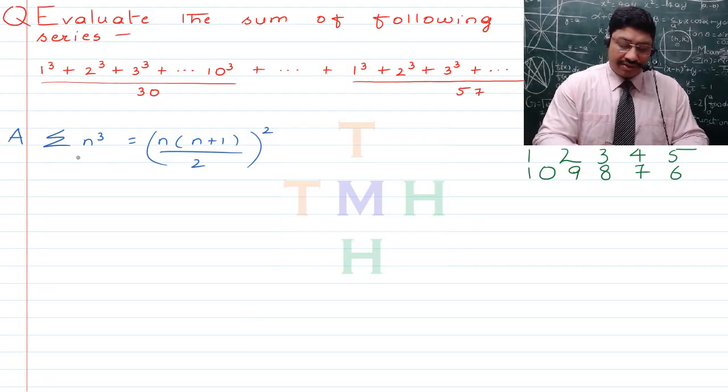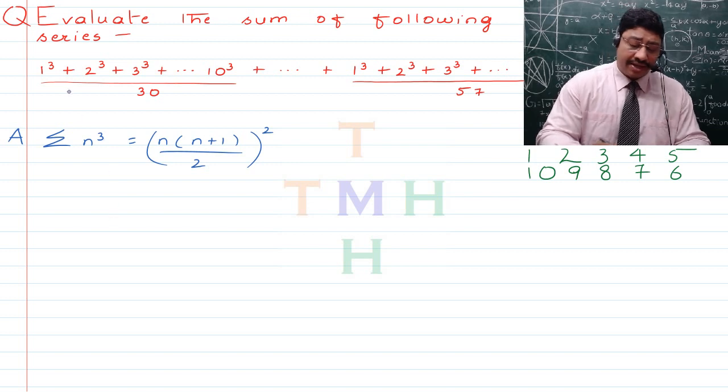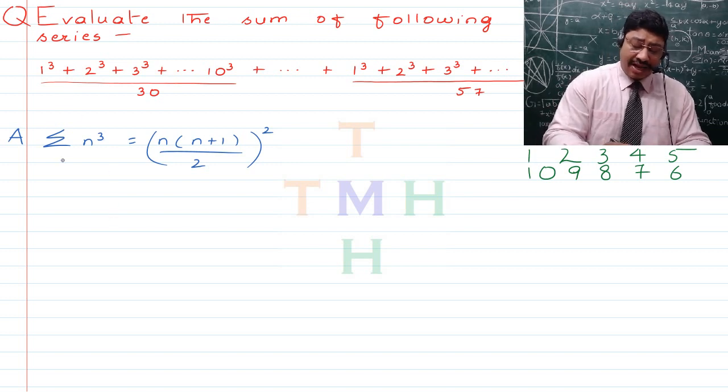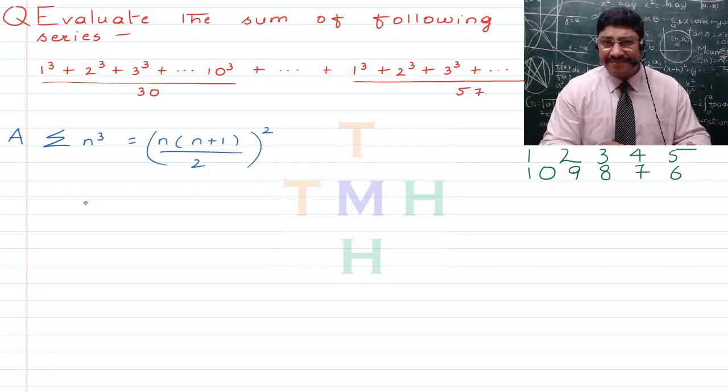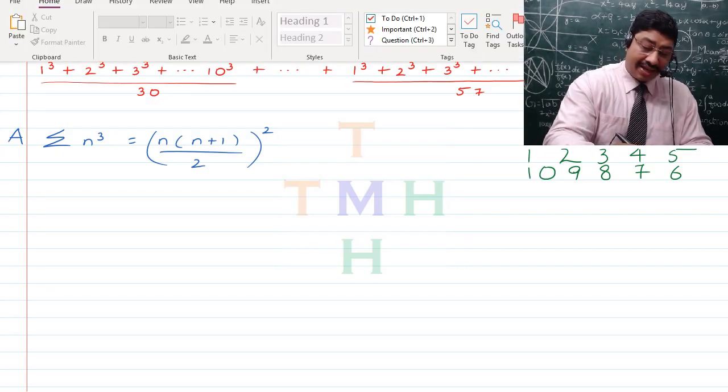Okay, so this is sigma n cube, which gives you n times n plus 1 divided by 2, whole square, right? And we're going to use this formula to find this out. So you find that first what we require is, can anybody in class tell me here? Well, first thing that you require is Tn.